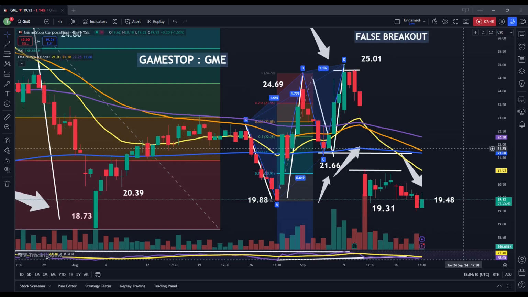So here's the current stock market analysis for GameStop Corporation, stock ticker GME.